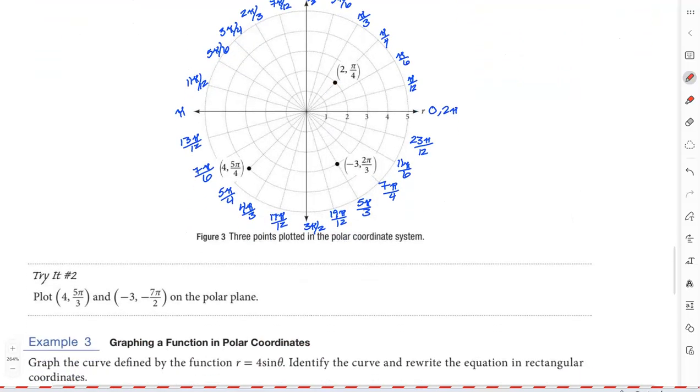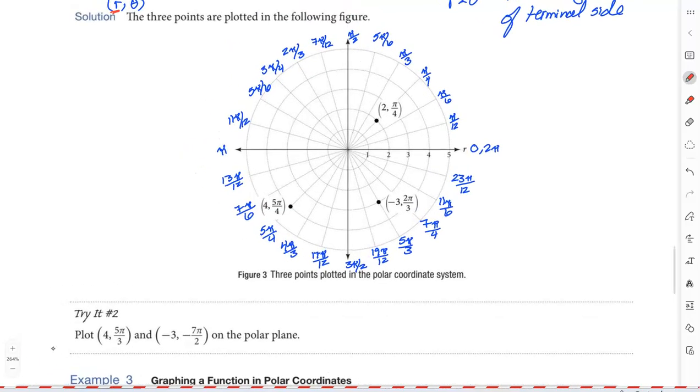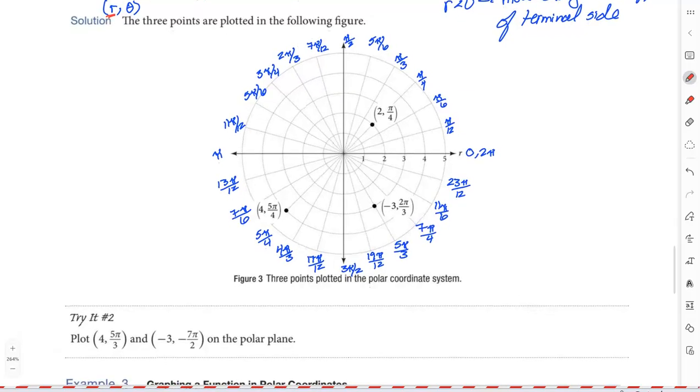Let's look at a few more. That next one under try it number 2 is asking us to plot 4, 5 pi over 3. So we're going to start with 5 pi over 3. 5 pi over 3 is here. So my angle is this guy. It extends from that positive x-axis all the way to that fourth quadrant. R is positive, so we're going to move along the terminal side. So here's where my point's going to live in quadrant 4. So I'll label this as the point 4, 5 pi over 3.